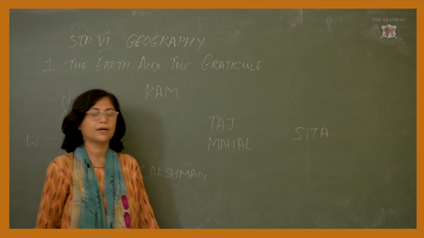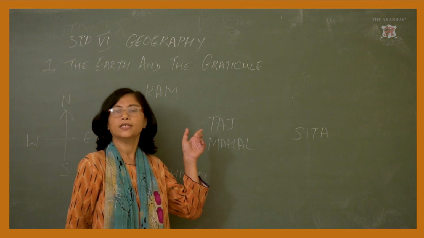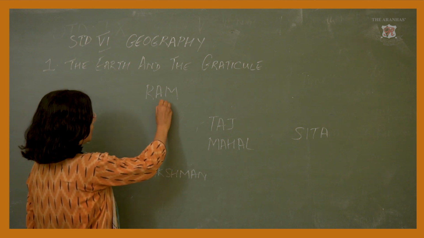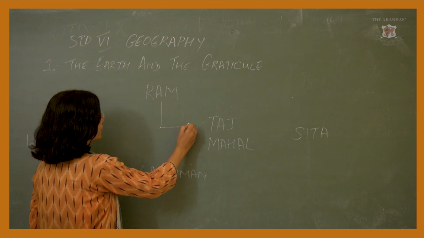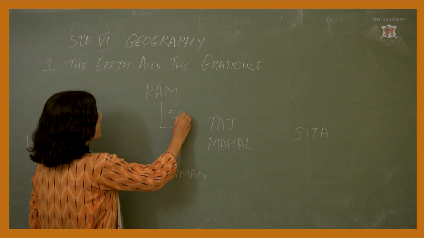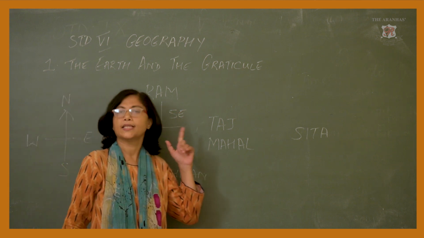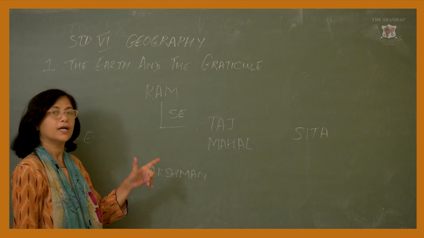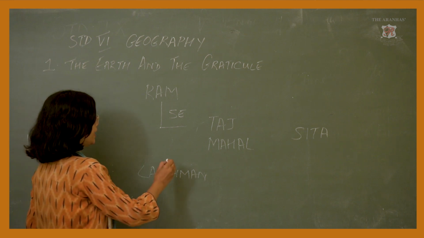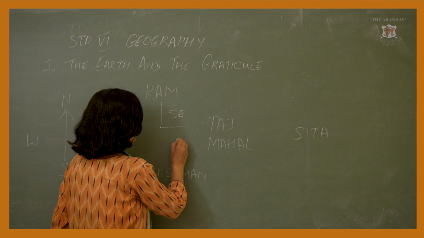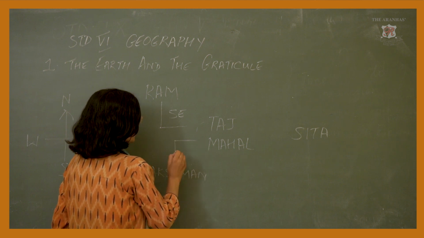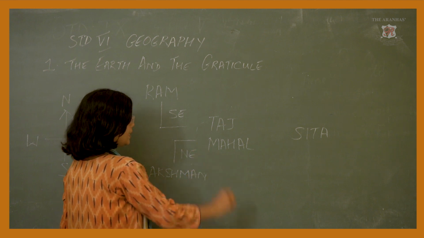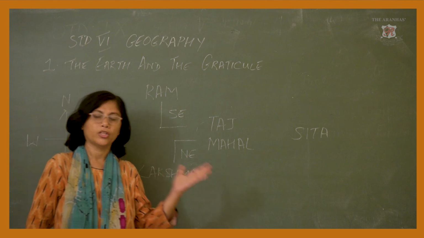So, I ask Ram, how do you get to the Taj Mahal? And he says he has to come down and go left. So, that will be southeast for him. So, Ram says Taj Mahal is southeast for him. When I ask Lakshman, how do you go to the Taj Mahal? He says he has to go up and right. So, that will be going north and going east. So, Lakshman says Taj Mahal is northeast to him.